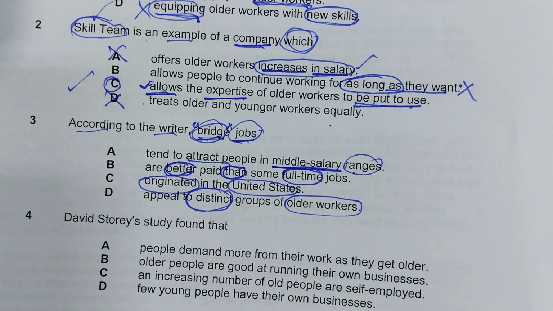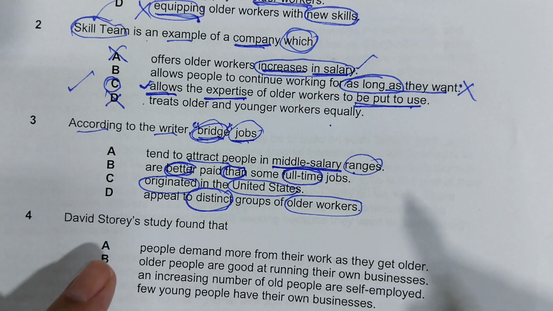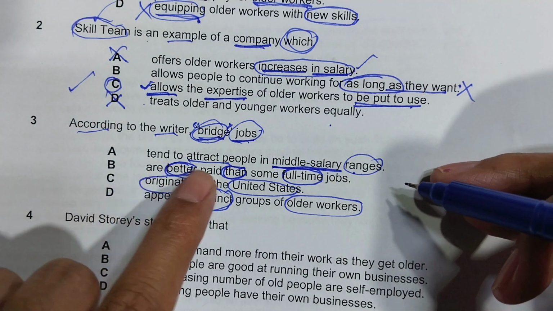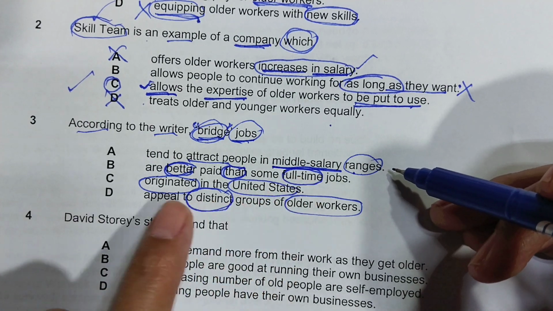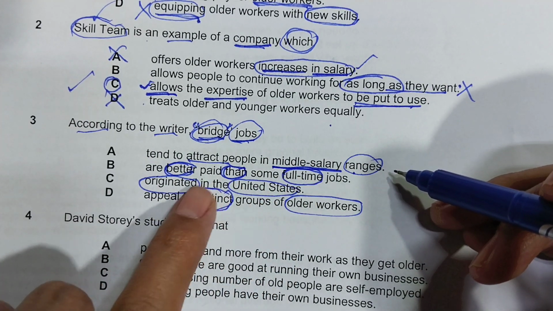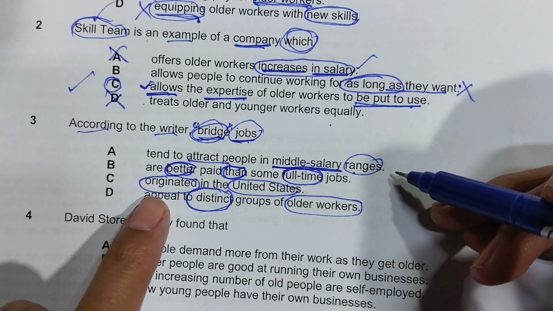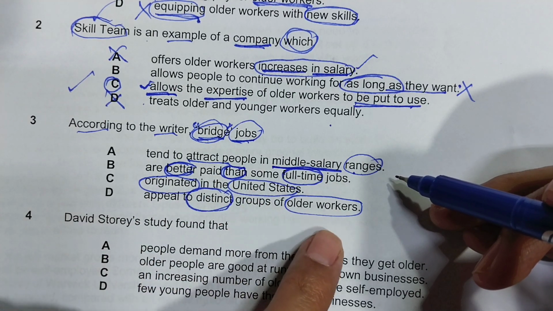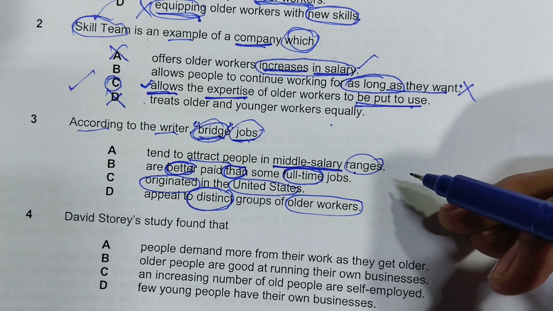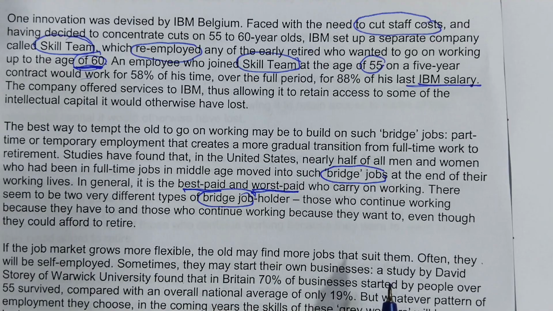There are slight differences in the answers, so you need to find out the difference. Always look for the things that are very specific. For example, middle salary range, better paid in comparison to a full-time job, originated in the US, and appeal to distinct groups of older workers. So now let's move back towards the paragraph.